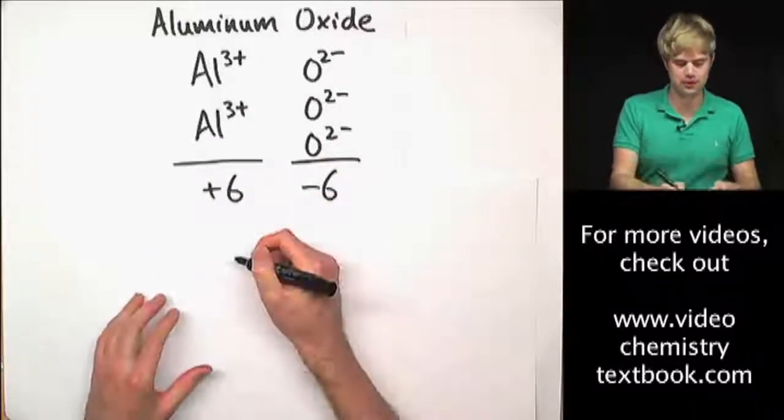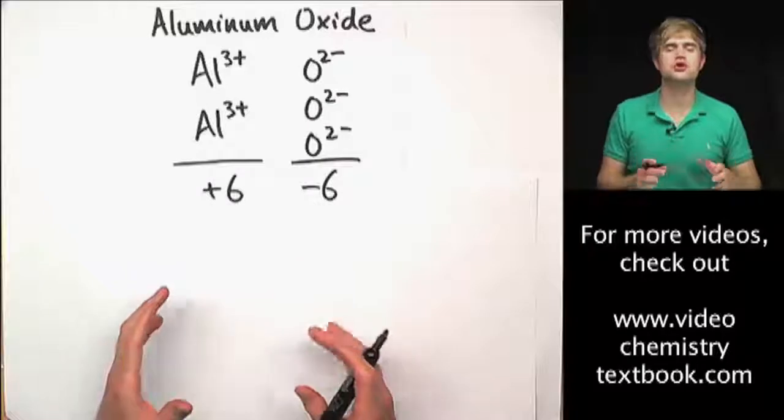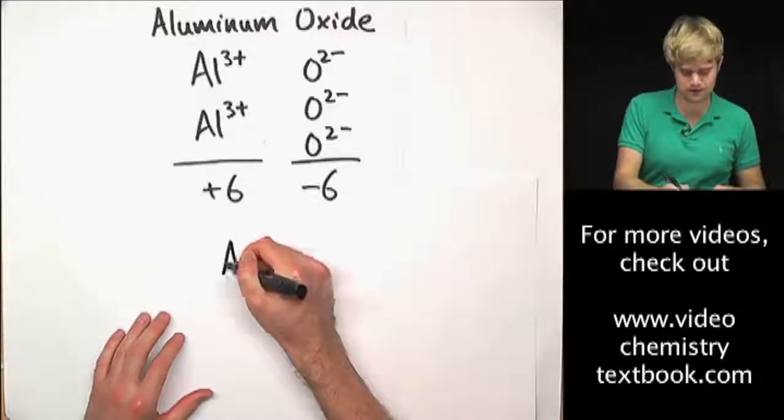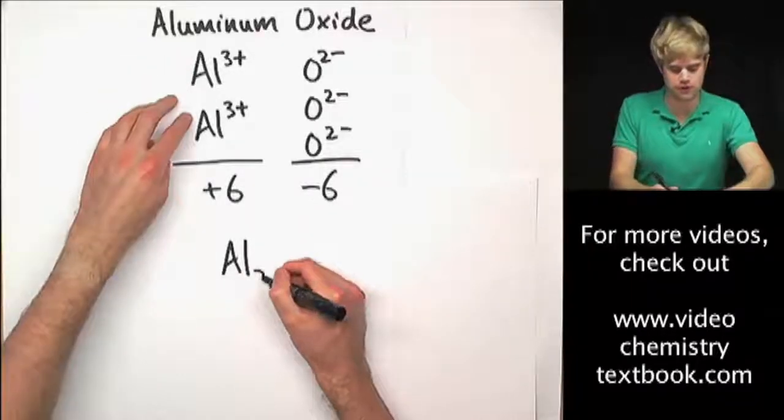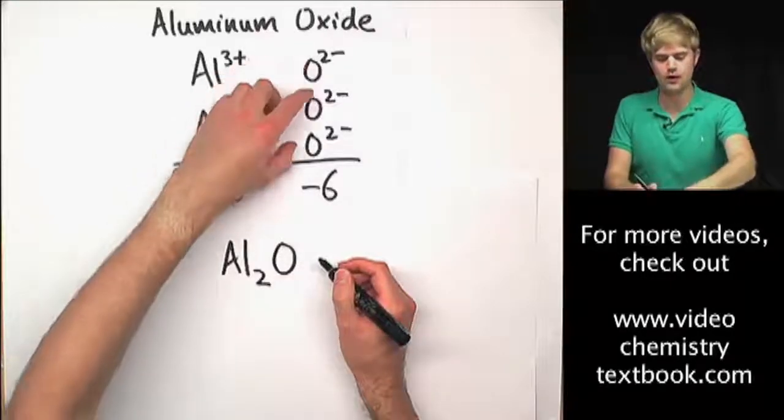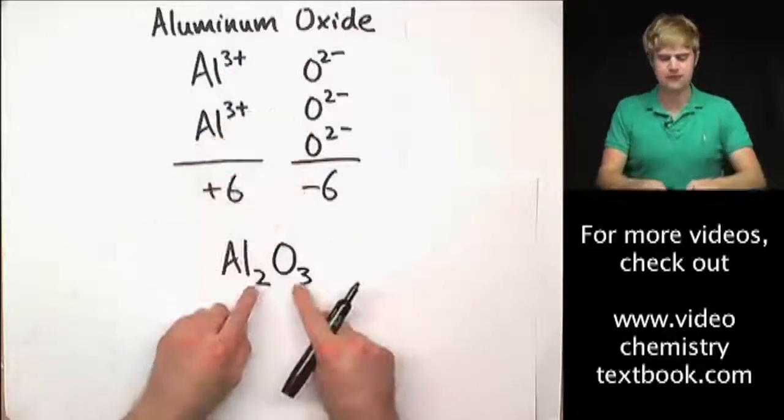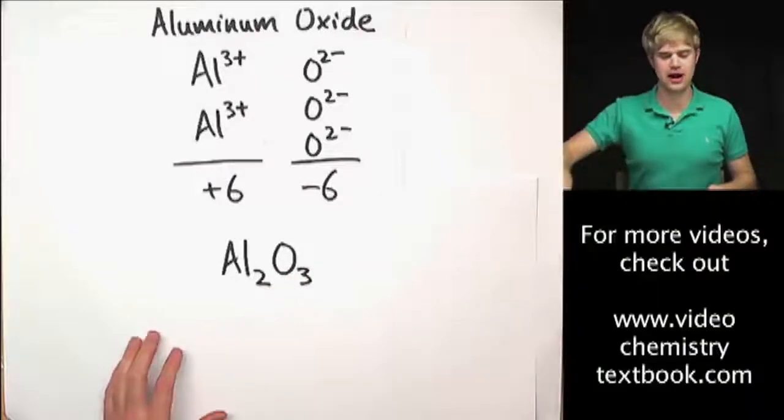Now I'm going to write the chemical formula to show how many of each I need to have. That's going to be Al 1, 2, and oxygen 1, 2, 3. I have 2 aluminums and 3 oxygens.